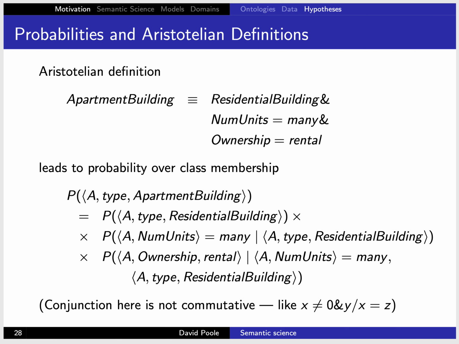So now we have Aristotelian definitions. We said an apartment building is a residential building, the number of units is many, and the ownership is rental. Because we know this, the probability that something is an apartment building is the probability that its type is a residential building, and that the number of units is many, given it's a residential building, and that its ownership is rental, given the number of units is many and its type is residential building.